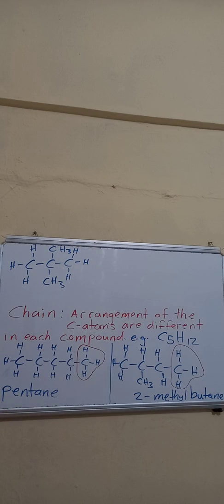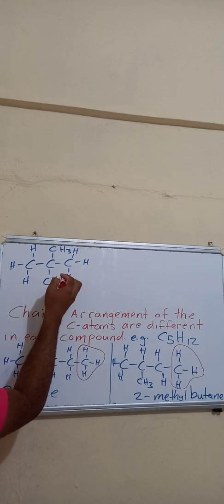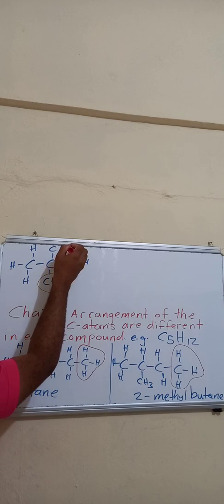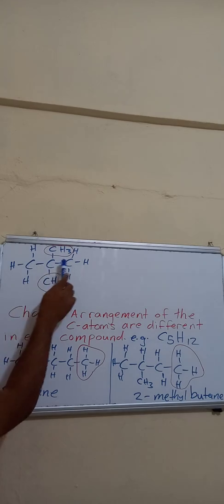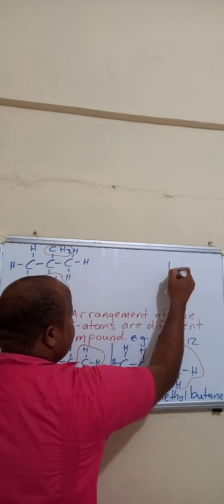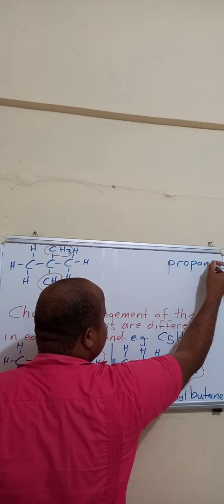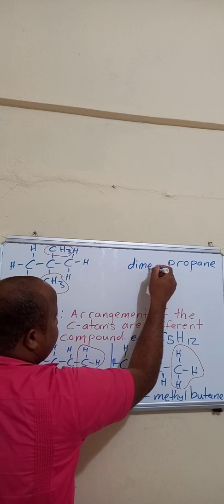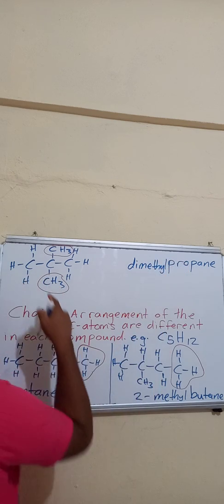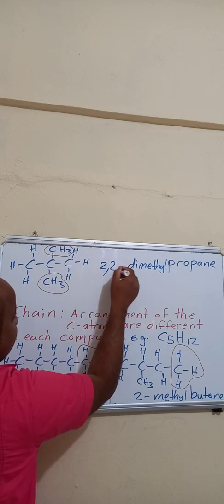I have done videos on the channel for this type of isomer in detail, so I'm not going into details again on how to get them. So we have 2 CH3 groups now. The chain is 1, 2, 3 carbons, so we know that that is propane. We have 2 methyl groups, so we know it is dimethyl. And they are on carbon 2, so it's 2,2-dimethylpropane.